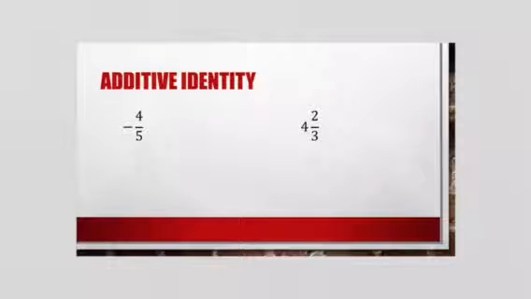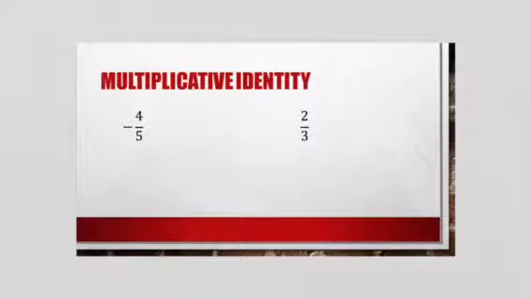Additive identity. What can we add to negative 4/5 and it still is negative 4/5? How about we add 0 and we still get negative 4/5? In this case, how about we add 0 to 4 2/3 and guess what we get? 4 2/3. That's it? That's all you're doing? Yes, that's all we're doing.